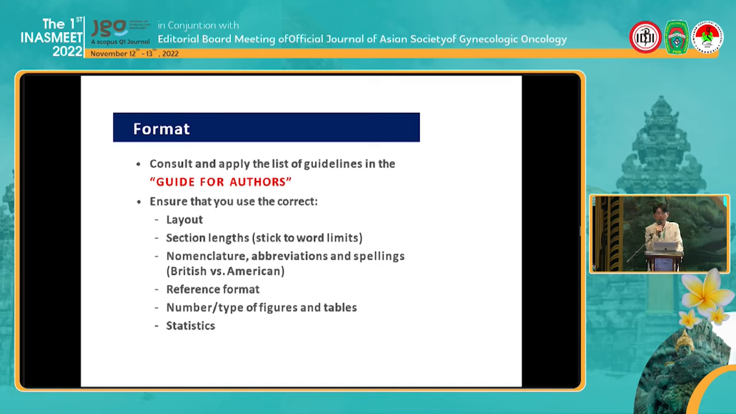And also, manuscript formatting is very important. So you can see the guide for authors. You can see the general guidelines for each journal in the author's guidelines provided on the journal website. Please ensure that you use the correct layout and section length, and stick to the word limit for the abstract or the total manuscript. You should also use correct nomenclature, abbreviations, spelling, and reference format, and the number and type of figures and tables permitted per article. And you should also use appropriate statistics.